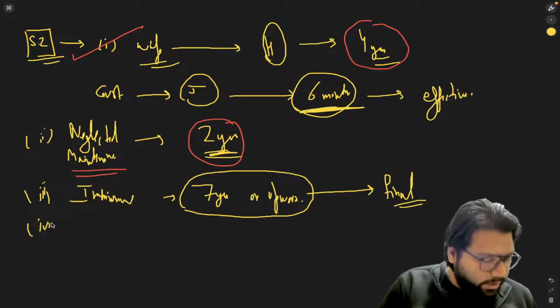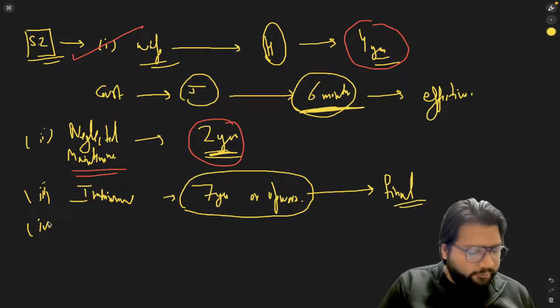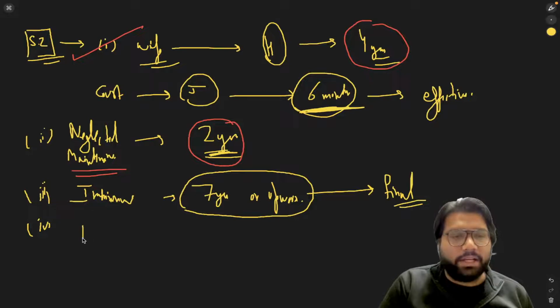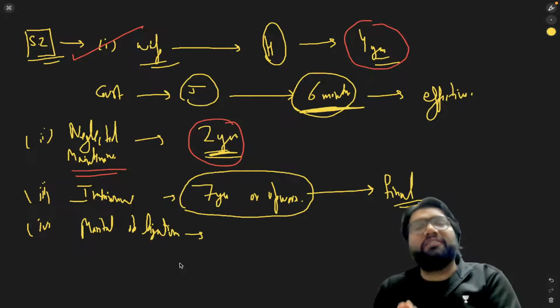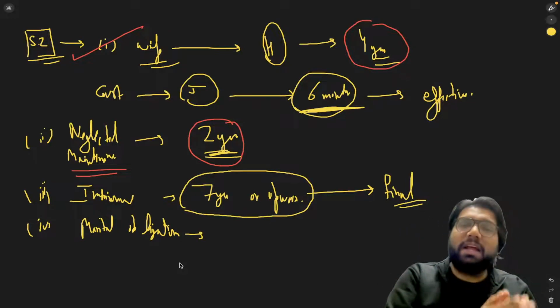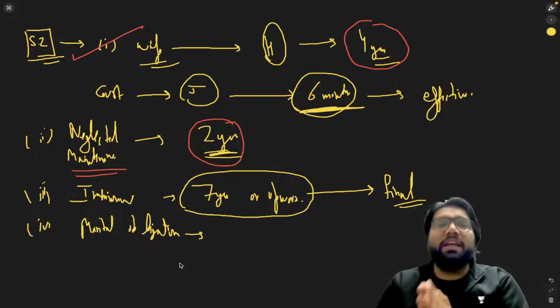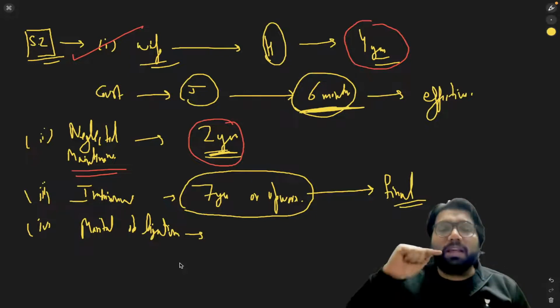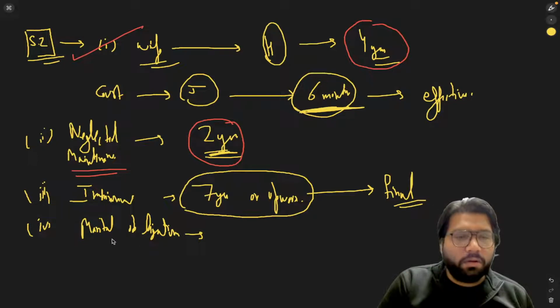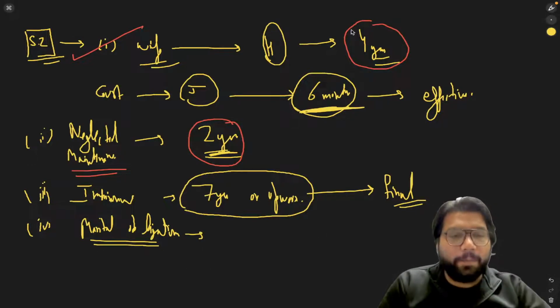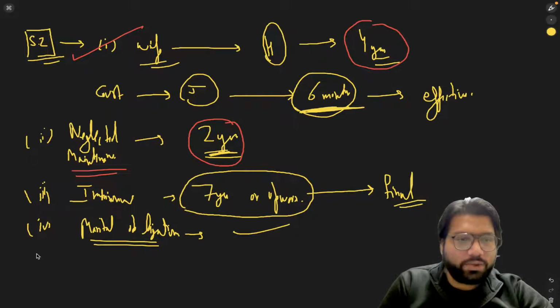Next one, the fourth one, is when the husband fails to perform marital obligations. Marital obligations here means if there is a husband, there is a wife, then the wife has some rights over the husband and the husband has some rights over the wife. And if the husband is not performing his marital obligations, then in that scenario the wife gets the ground for divorce. The next one, the fifth one.